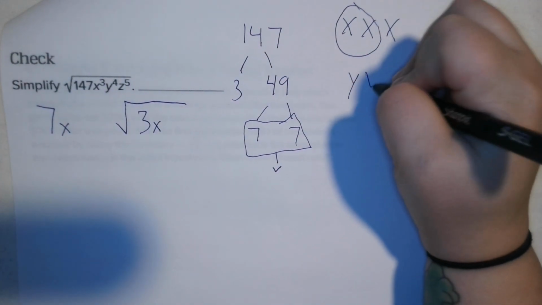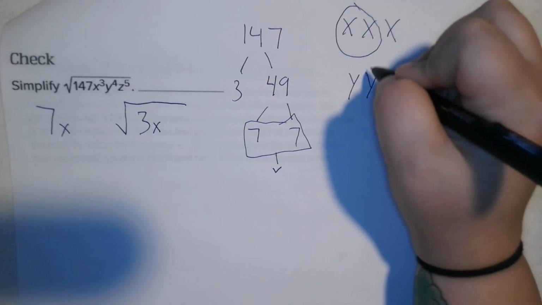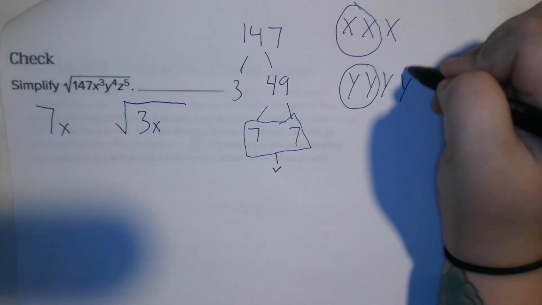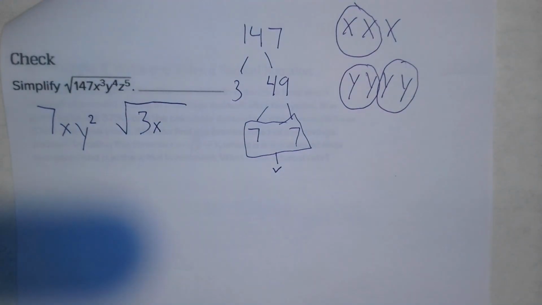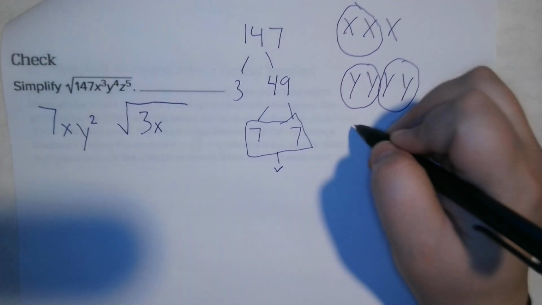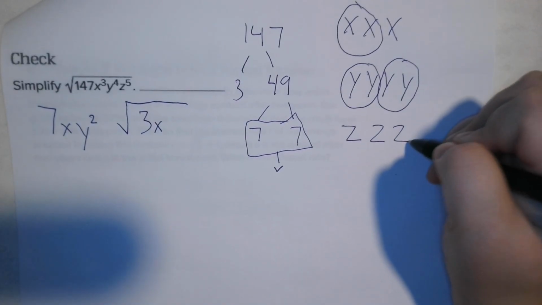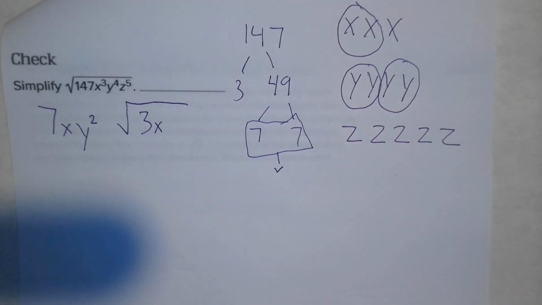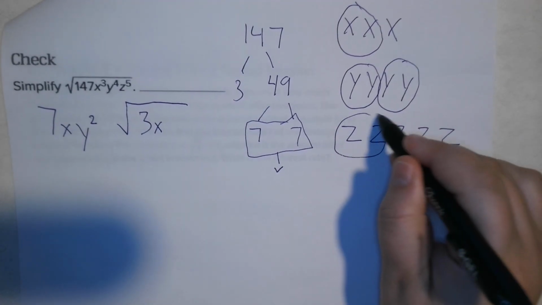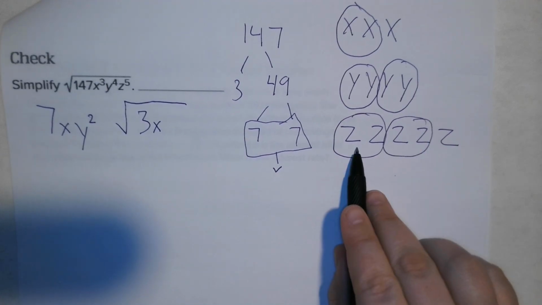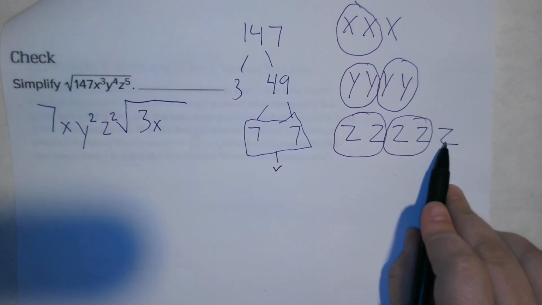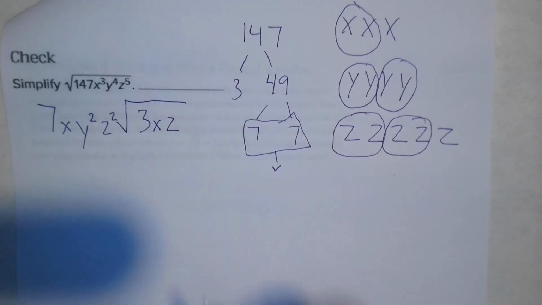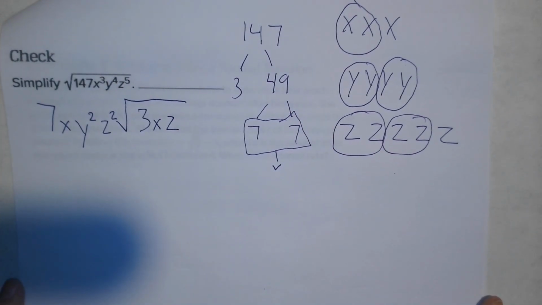Y, I've got 1, 2, 3, 4. I have 2 groups of 2, so I'm going to have a y squared on the outside and no y on the inside. Z to the 5th. 1, 2, 3, 4, 5. Circle groups of 2. 1, 2. So I'm going to have z squared on the outside and a z left over on the inside. Okay?